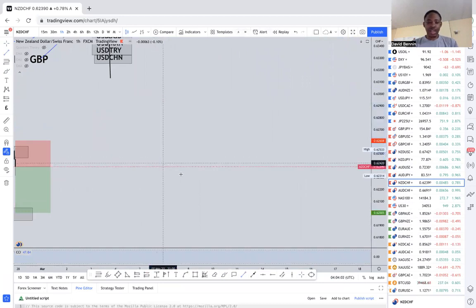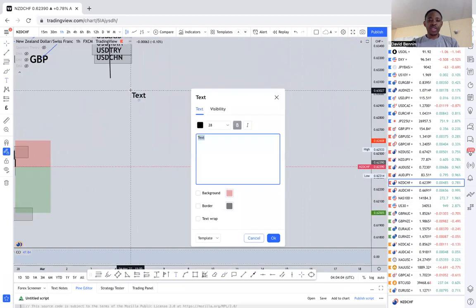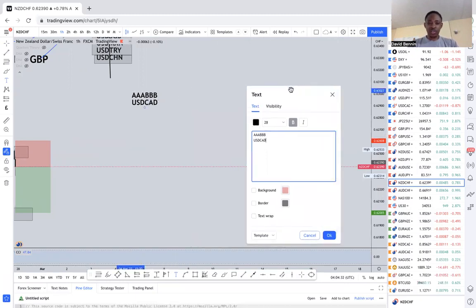As I said earlier, every currency is represented by 3 capital letters, like AAA. But for the currency to be traded, it needs to be traded with another currency. So together you have 6 letters: let's say AAA, BBB. That is 3 capital letters for one currency and 3 capital letters for another currency. Another example is US dollar, Canadian dollar: 3 capital letters for the US dollar and 3 capital letters for the Canadian dollar.